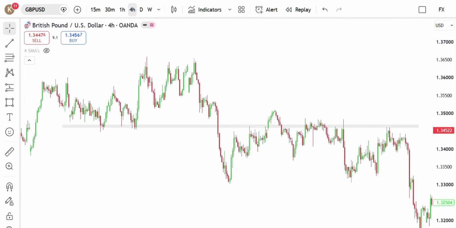Price generally is attracted back to the zone when this happens, and all the professionals will put sell orders on, causing price to repel away from the zone again for a continuation down.